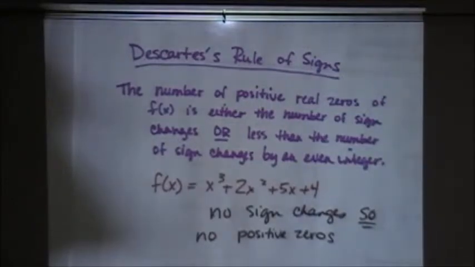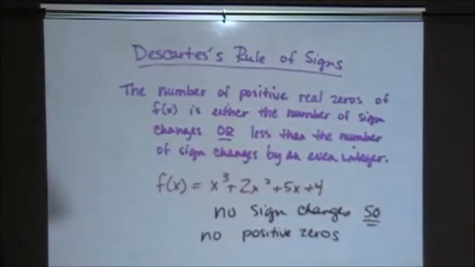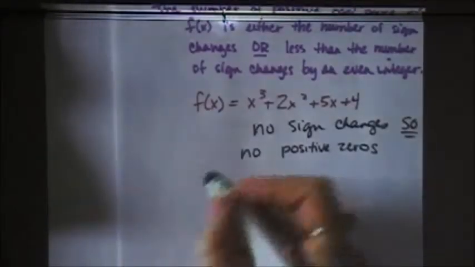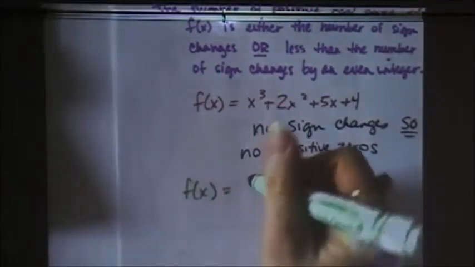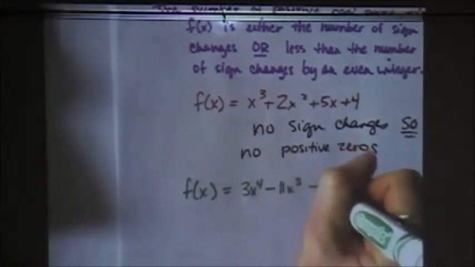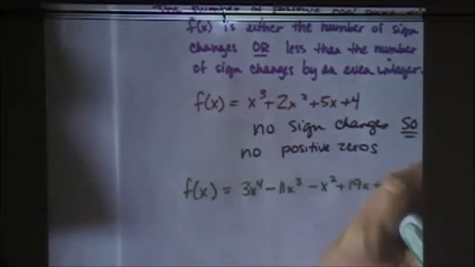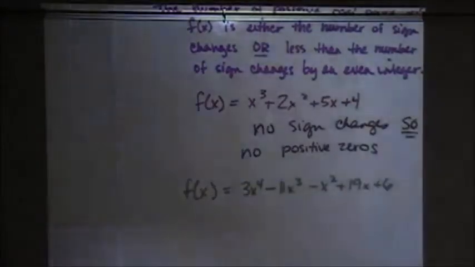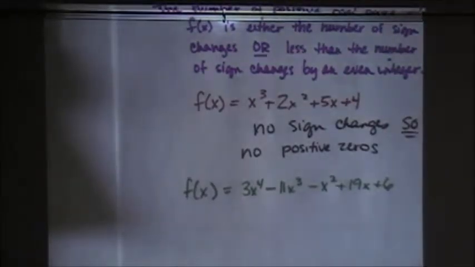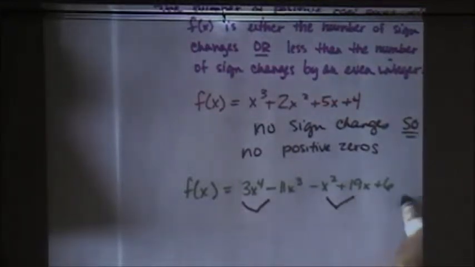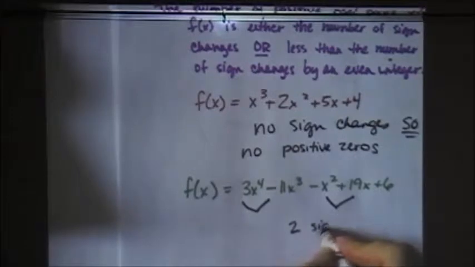Now let me give you another function and we'll see how many sign changes it might have. Let's say I'm given f of x equals 3x to the 4th minus 11x cubed minus x squared plus 19x plus 6. So I'm going to determine how many sign changes I have. It starts out with a positive 3x and it goes to a negative. So there's a sign change right there. Now it stays negative, and then right here it goes from negative to positive. And then it stays positive. So there are two sign changes.